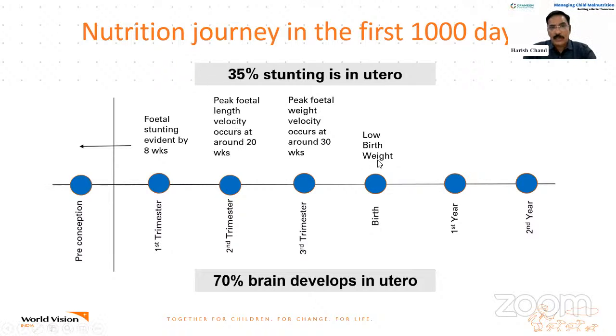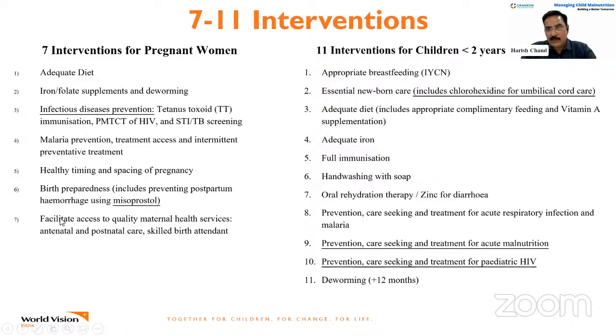Next slide, please. So when the child is in the embryo, when the child is in the womb, 70% of the brain of the child develops within the uterus, which is why the nutrition of the mother is also important if we want to address child nutrition in a holistic way. World Vision has adopted an approach which is called the timed and targeted counseling approach. There we have taken a holistic approach which addresses 7-11 interventions: 7 interventions for the pregnant women, and 11 interventions for the newborn.